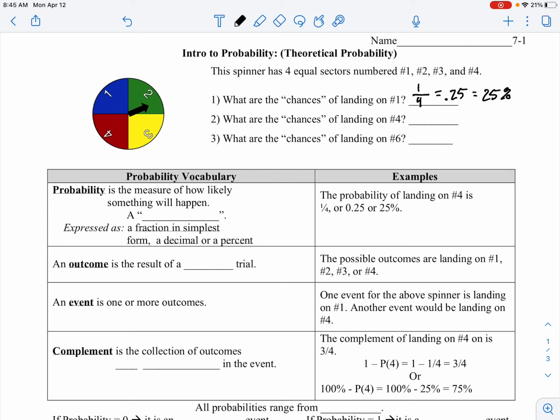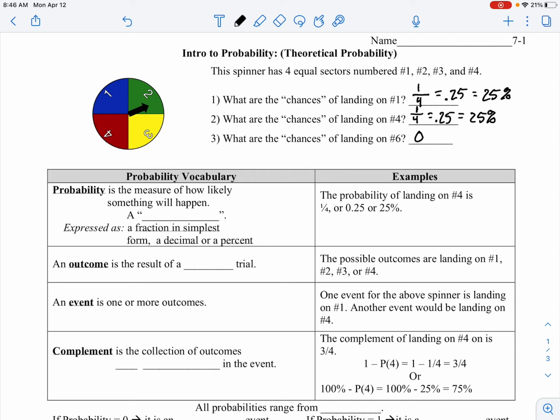Alright, what about chances of landing on number 4? Well, just like before, 4 is another one of those 4 chances, which is also 0.25, which is also 25%. And now, what are the chances of landing on number 6? Well, if we look at our spinner here, we only have 1, 2, 3, and 4. There is no number 6 on there. So what's the probability of landing on 6? Well, it doesn't exist, so we have no chance of landing on 6. So that's going to be 0.